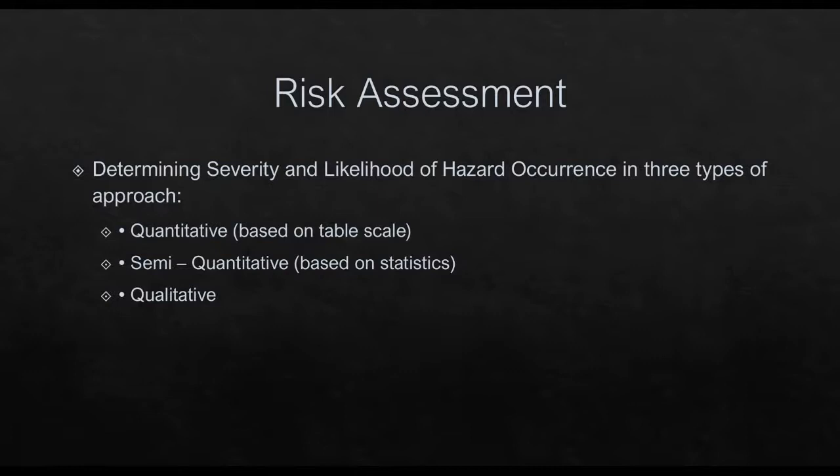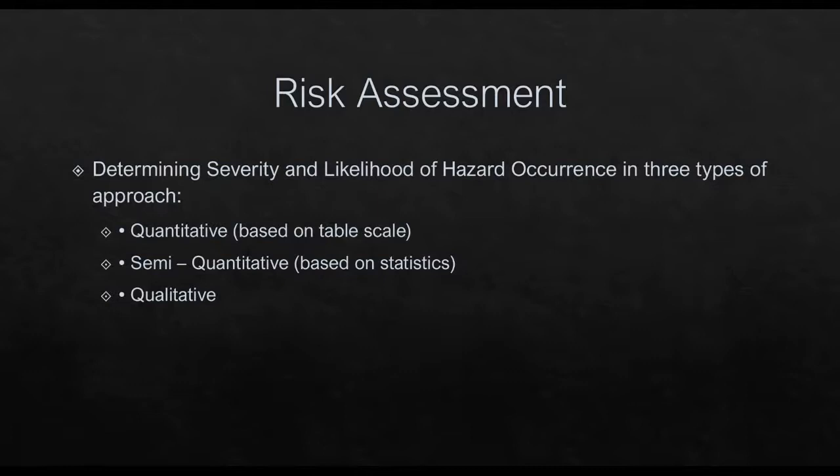Determining the severity and likelihood. As I mentioned before, the basic formula for risk is the combination of the likelihood and the severity of the hazard occurrence, in 3 types of approach. So this one is, as I mentioned before, the risk assessment. There are several types of methods or approaches that are commonly used by the industry.